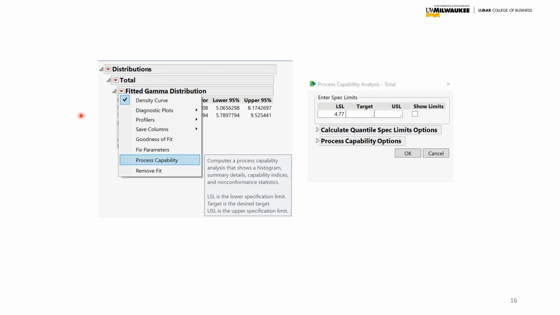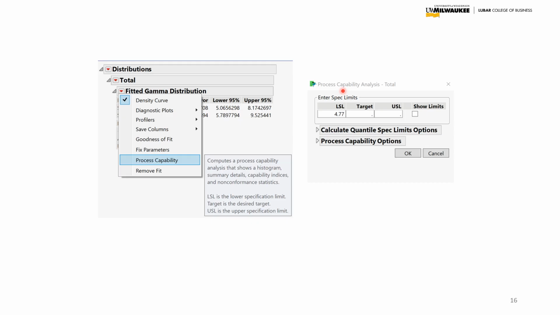Now with the gamma distribution, I'm going to go to its red arrow pull down, choose process capability. What this will allow me to do is calculate probabilities under the gamma. I see here the option of entering spec limits. Now that's like for manufacturing kind of talk, but we can apply it here to the snow total. And notice I put on the left box, which is called LSL, lower specification limit, the number of 4.77.